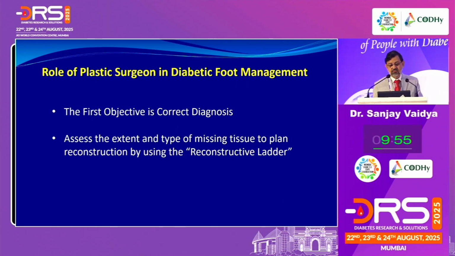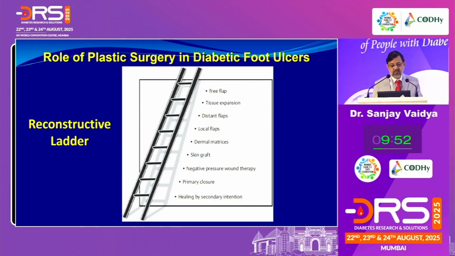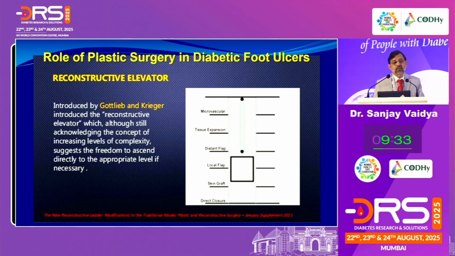So assess the extent and type of missing tissue, and then we go to what is known as a reconstructive ladder. Starting from simple healing by secondary intention to primary closure to NPWT to skin graft to dermal matrix, local flap, distant flap, tissue expansion and free flaps. This is the reconstructive ladder we as plastic surgeons use while dealing with the DFU. But there is a concept of the reconstructive elevator. Now, if we are in a tertiary care center where we have adequate facilities, a team, and trained plastic surgeons who can directly go for microsurgery, we can even take the elevator and directly go for the more complex procedures.